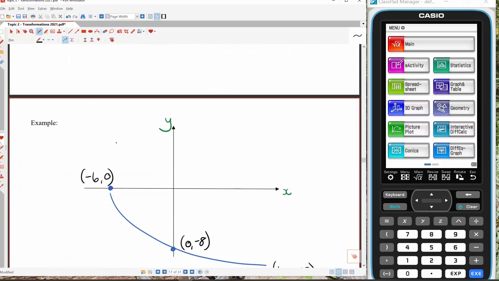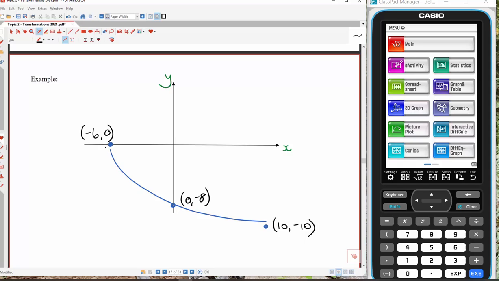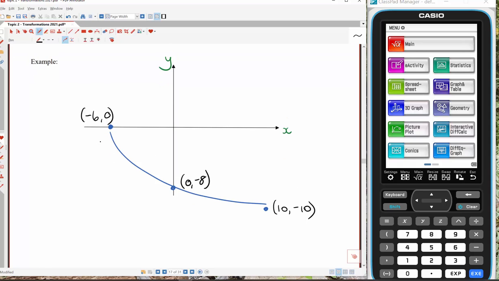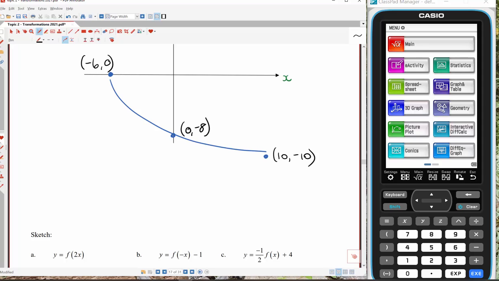All right. Oh, this last one's such an important skill. Okay, so what we've got is a function, f of x here, and it goes through the points -6, 0, 0, -8, and 10, -10. And what we want to do is these three transformations on it.